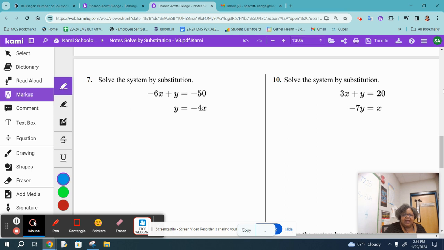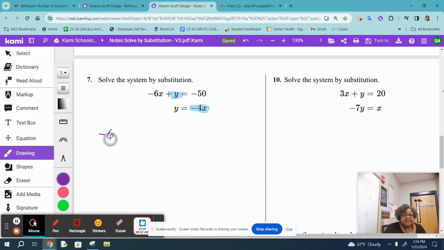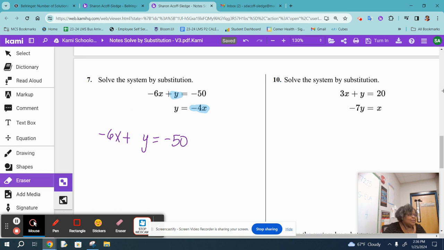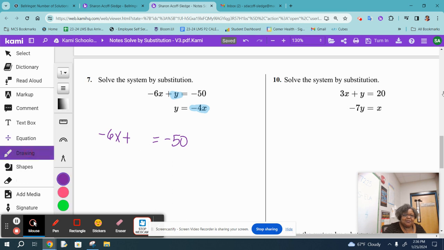But again, we have y equals negative 4x, and then we have a negative 6x plus y equals negative 50. So negative 6x, I'm going to write this first, plus y equals negative 50. But what is y equal to? Negative 4x. I'm doing this the way one of my students used to do it. So he erased the y and put the negative 4x. Okay. So right there, I substituted this for y. Questions?